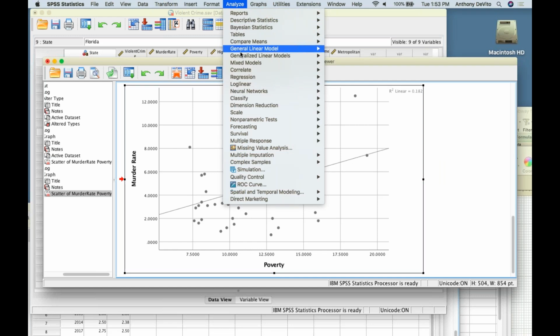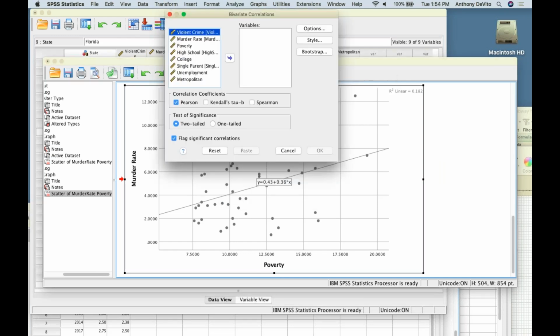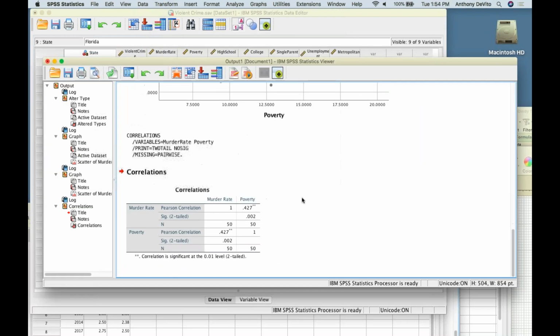Analyze, correlate, bivariate again because two variables. Okay, and now we're going to move in murder rate and poverty. Make sure Pearson's is checked off, and we're going to say OK. OK, so what did you get for the correlation? 0.427, right? Well, it's not as good as we had before, but we can see there is some association between the two of them.